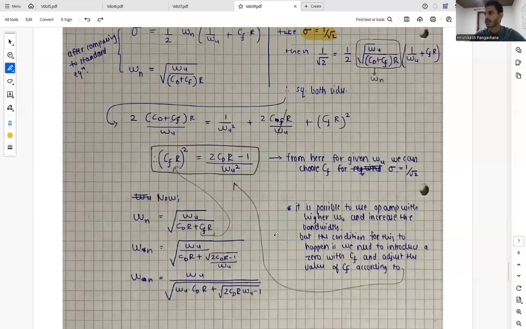Now it is possible to use an op-amp with higher omega u and increase the bandwidth, but the condition for this to happen is that we need to introduce a 0 by introducing a CF in shunt and adjust the value of CF according to this equation.